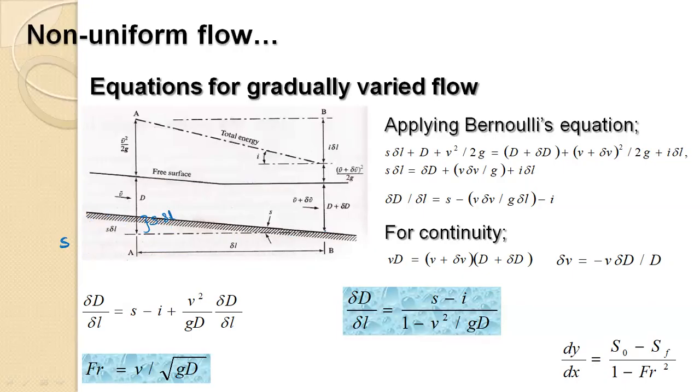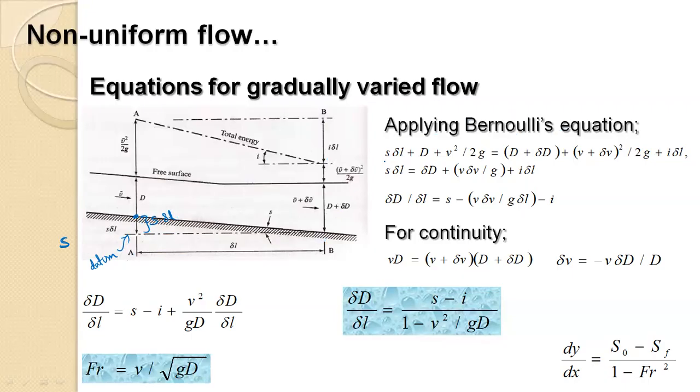Now, the horizontal distance is delta L, and if the slope is given by S, this level difference would be S into delta L. The height of bottom A above bottom B would be S into delta L. So let me take this one as the datum, and write Bernoulli's equation with the incorporation of head loss between point A and point B.